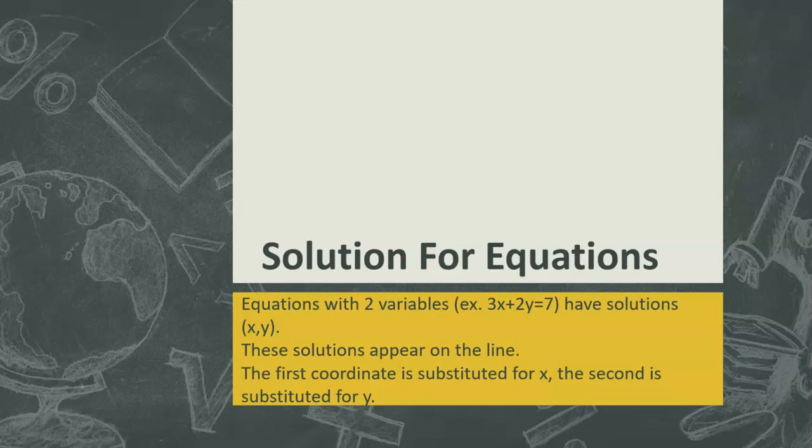Solutions for equations typically have two variables. This would be x and y, and these solutions appear on the line as a coordinate pair, x and y. If you're given x, then you'll substitute that number for x, and then you can find y. Or if you're given one variable for y, then you'll substitute that variable for y and solve for x. Or you may be given both coordinates, and you can substitute both and find if that solution is true.